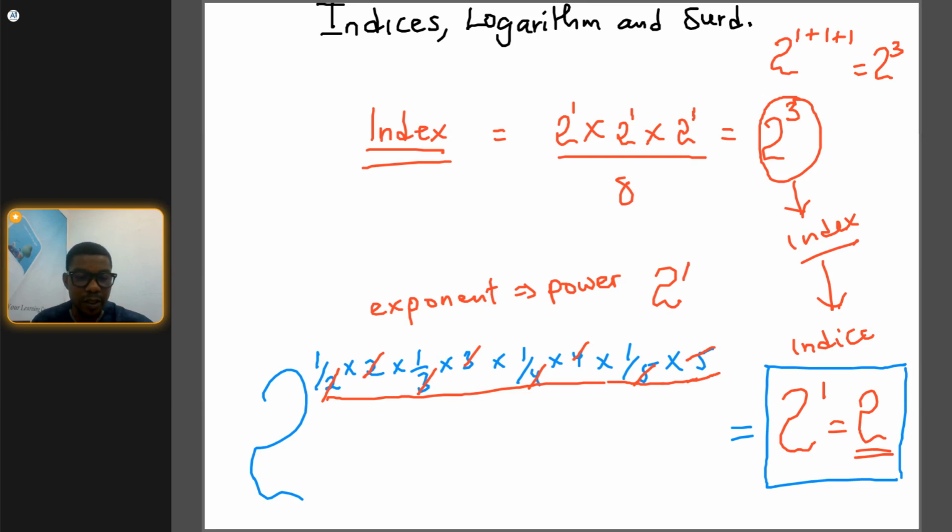All right, okay. So let's proceed to the laws of indices. I'll be wiping up the board now. The laws of indices.